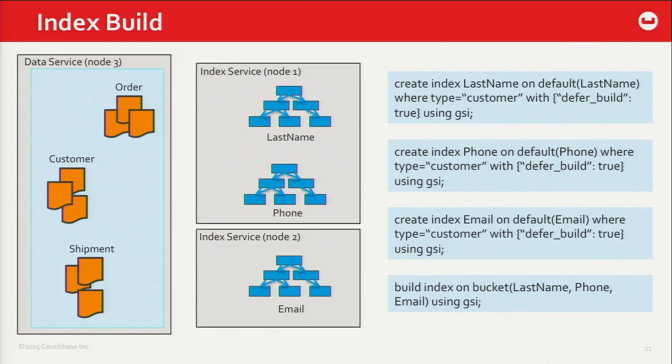But at the bottom, after you create these 3 indexes, you see that I have a build index statement. It says build index on the default bucket with last name, phone, and email. And what this build index statement does is kick off the index build on these 3 different indexes simultaneously, right? Make it concurrent and parallel.